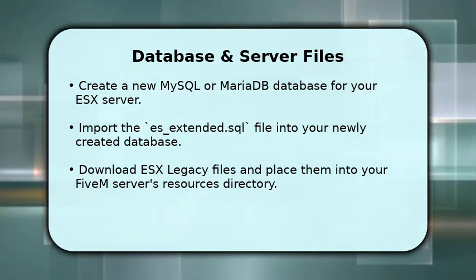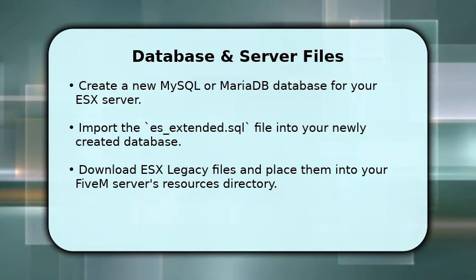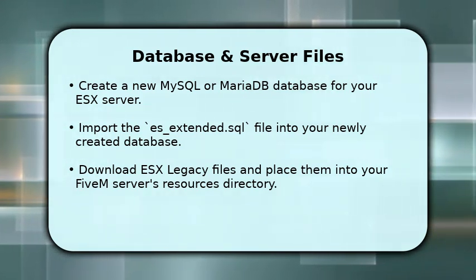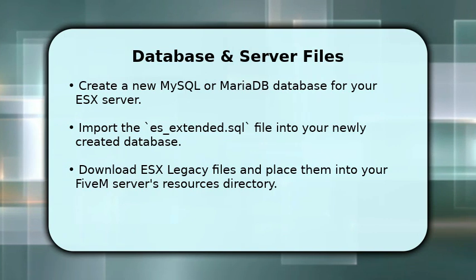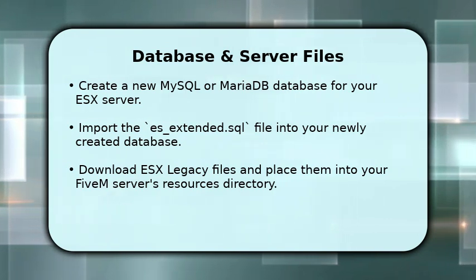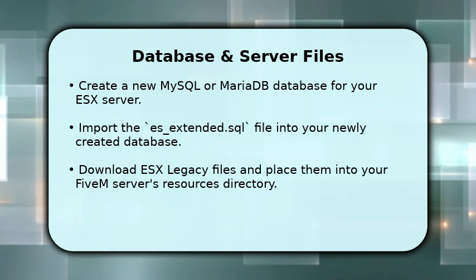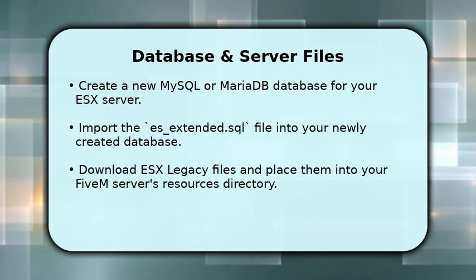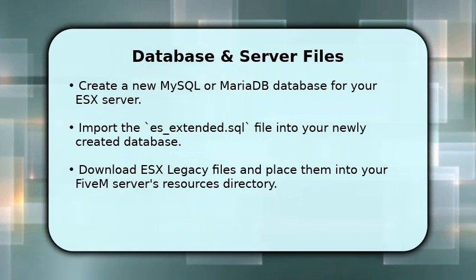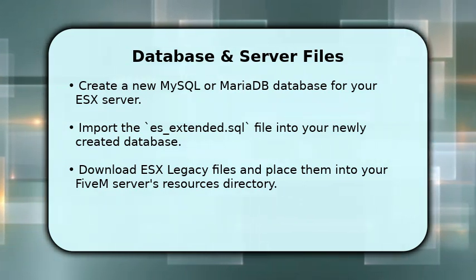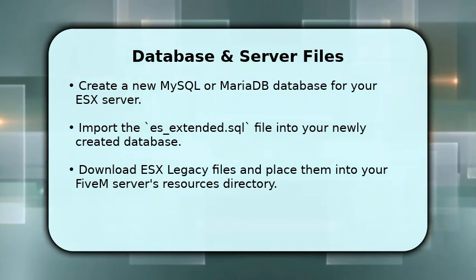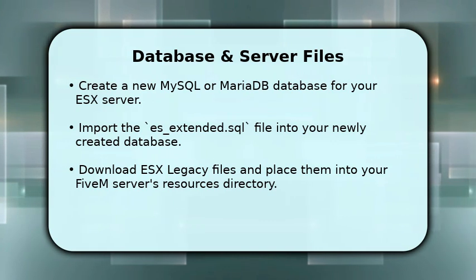You'll need to create a new database using a tool like phpMyAdmin or HeidiSQL, then import the es_extended SQL file found within your ESX download. This sets up all the necessary tables for your server's data. After that, download the ESX Legacy Framework files from their official repository and extract them directly into your FiveM server's resources folder, typically under a directory named [esx] for organization.